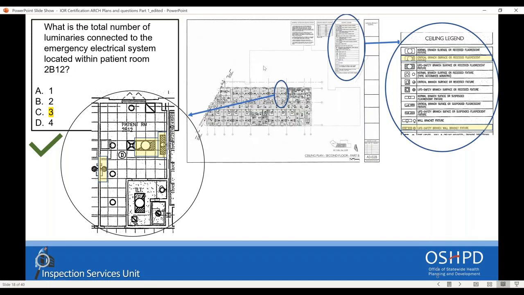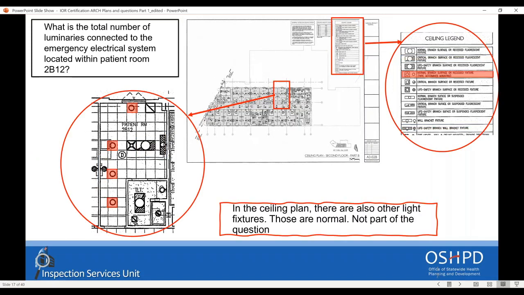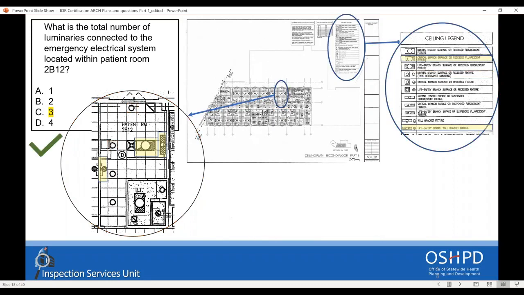Because you need to pay attention only where it says critical, emergency, life safety. Otherwise, they are not considered, specific for this room anyway, they are not considered an emergency. We need to stick to the question, not to different types of questions. And this is why, for example, where it says a normal branch, these are normal, so you cannot consider them to answer the question. Make sense? Great.